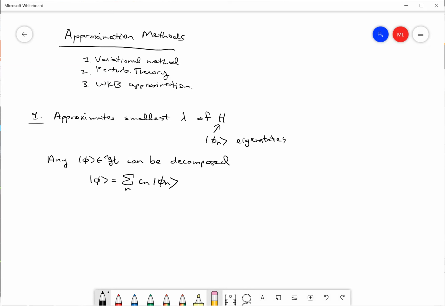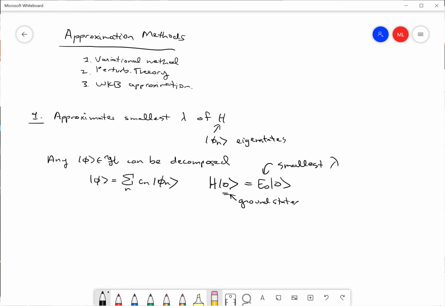And there's another condition that we know: H acting on this, we'll call this the ground state. This is the eigenvector corresponding to the smallest eigenvalue. This will have some eigenvalue, E naught, that's the smallest eigenvalue.